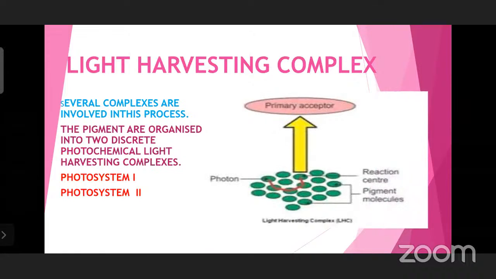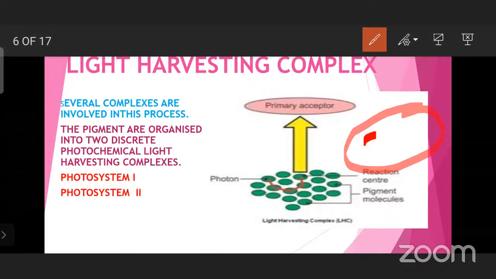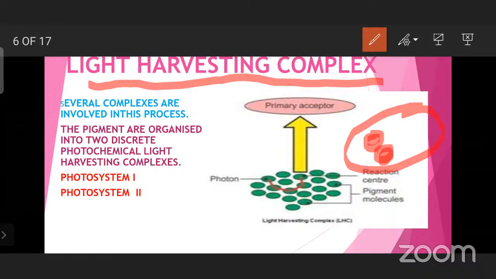Several complexes are involved in this process, light harvesting complexes. So not only one light harvesting complex will be there. There will be several complexes all over the thylakoids. Imagine how many molecules can be there in the chloroplast. You will have many grana thylakoids, and in each and every grana thylakoid membrane, these light harvesting complexes will be there. Their main work is harvesting sunlight.